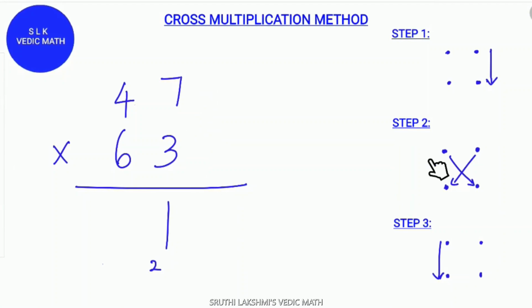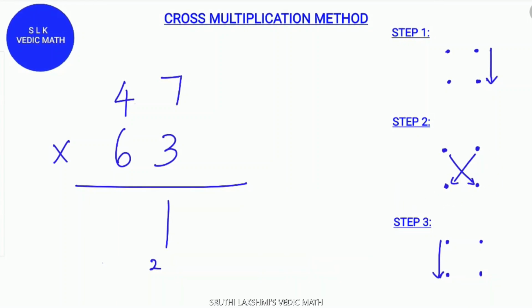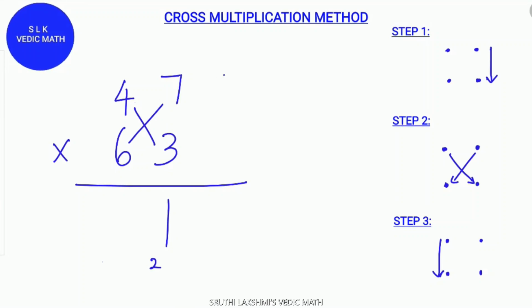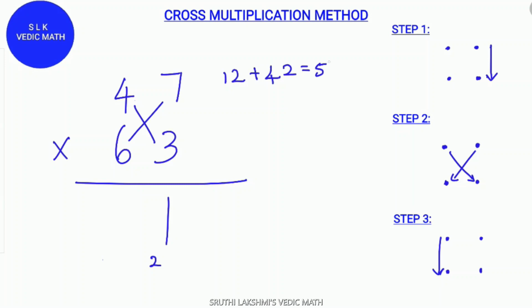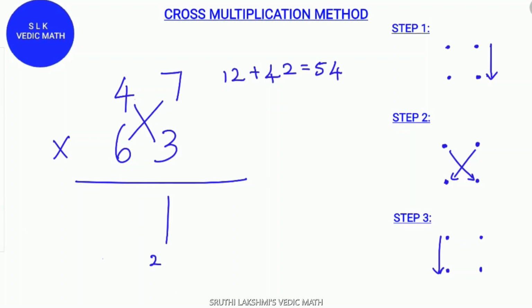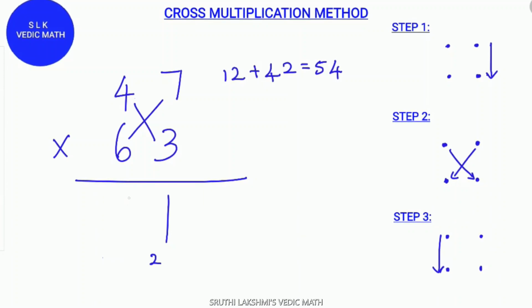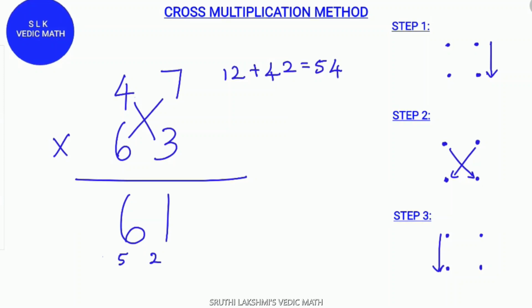Step 2. Cross multiply these two numbers and add them up. So 4 times 3 plus 6 times 7. 4 times 3 is 12 and 6 times 7 is 42. So 12 plus 42 is 54. Remember the carry 2. So 54 plus 2 is 56. So write down the 6 and carry the 5.